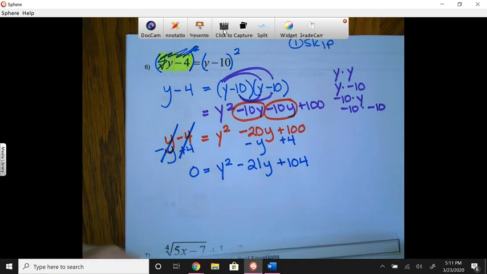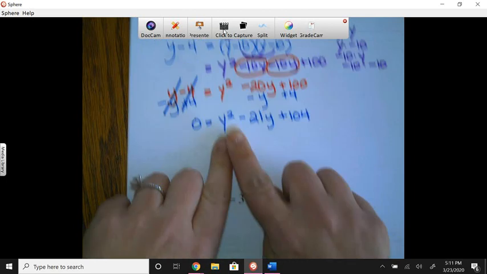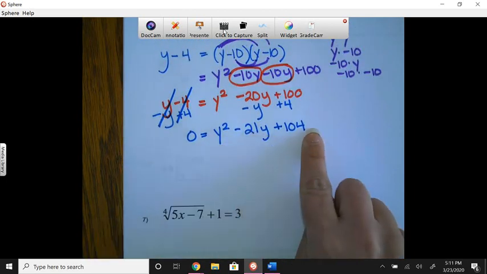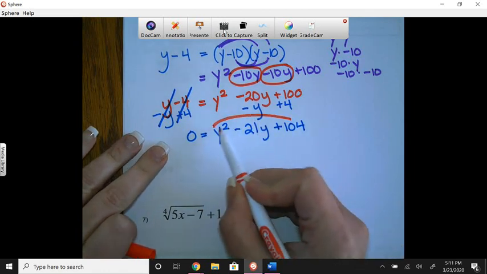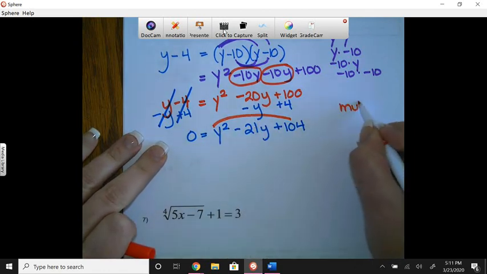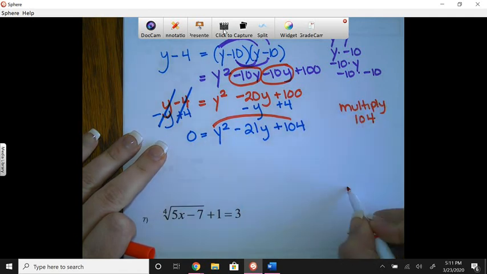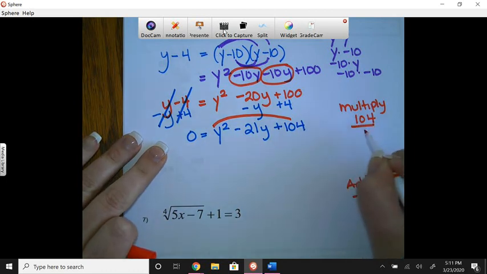Okay, so now to factor this, there is no GCF. There are 3 terms, so when there's 3 terms, we use the AC method. So we have to think of what multiplies to 104, and it has to add to negative 21. So go ahead and think about that now.